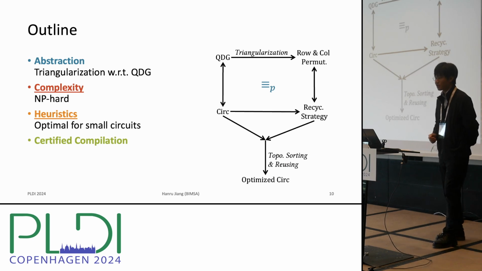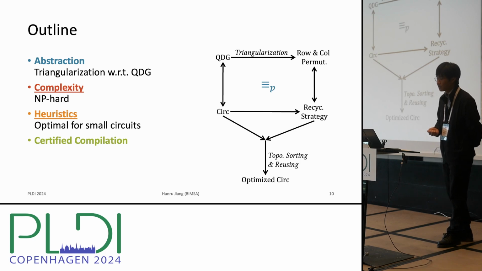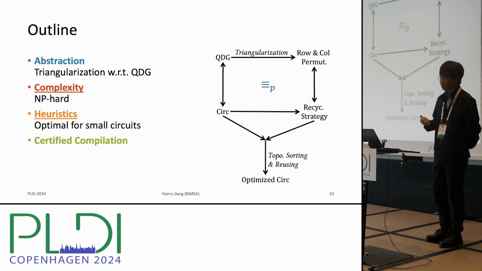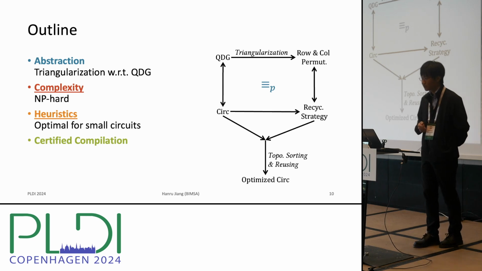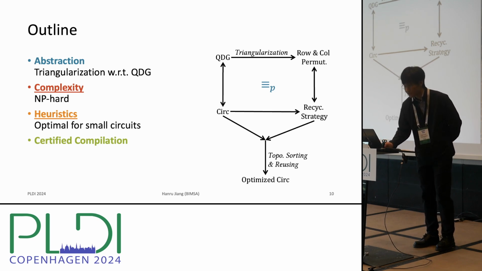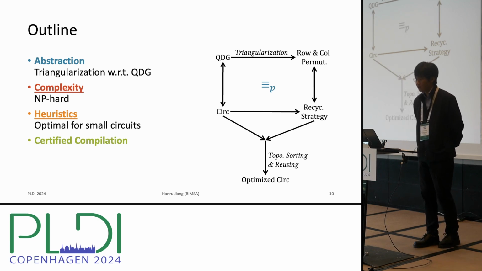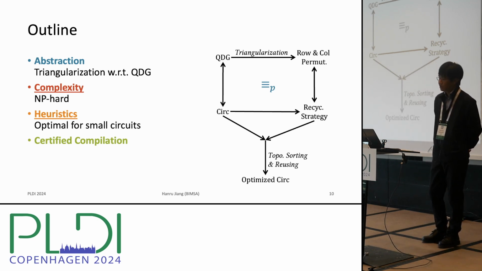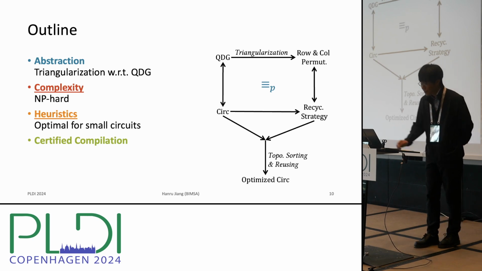So putting these together, we obtain this diagram: to obtain an optimized circuit for the qubit recycling problem, it suffices to find a recycling strategy which is valid and do topological sorting and qubit reusing. And finding the recycling strategy is actually polynomial time equivalent to a triangularization problem. That is, finding independent row and column permutations. Based on this abstraction, the complexity and heuristic-based algorithms follow easily.